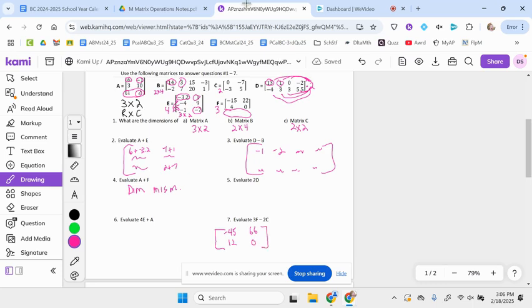Kidding. Minus 2C. You know what I would do on this? Well, you know what? We'll double C. 2 times C is 0. 2 times negative 3 is negative 6. 2 times negative 7 is negative 14. And 2 times 5 is 10.